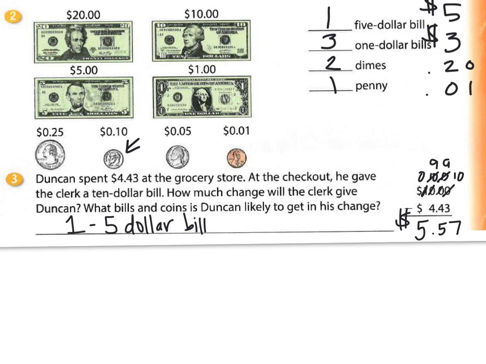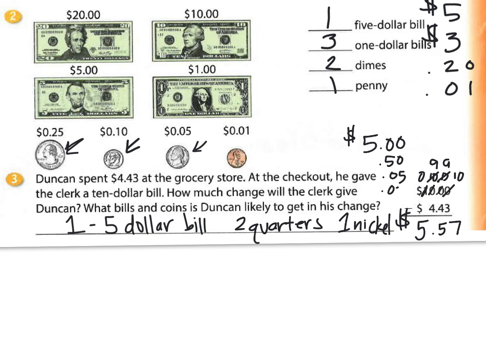He has 57 cents. Well, remember, 2 quarters equals 50 cents. So 2 quarters is 50. So far we have $5 for the $5 bill. We have 50 cents for the 2 quarters. And then we need 7 cents. Well, that would be a nickel because that would be 5 cents. So 1 nickel. And then he would need 2 pennies because that would be the other 2 cents. So 2 pennies. So 1 $5 bill, 2 quarters, 1 nickel, and 2 pennies to get his change.